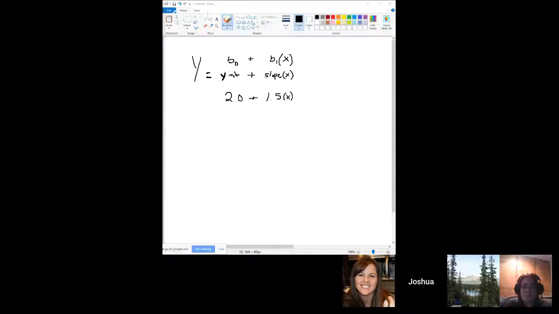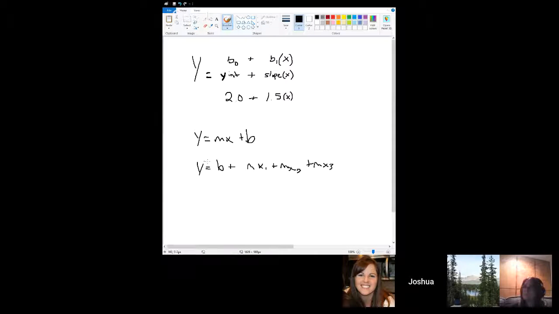In algebra, the equation you would have normally seen is y equals mx plus b. That's the one we're used to seeing, and b would be the y-intercept. In this case, the reason it got switched is in case there were different variables, they would do b plus mx1 plus mx2 plus mx3. That's why they switched the notation, and the m becomes b1 instead of m.